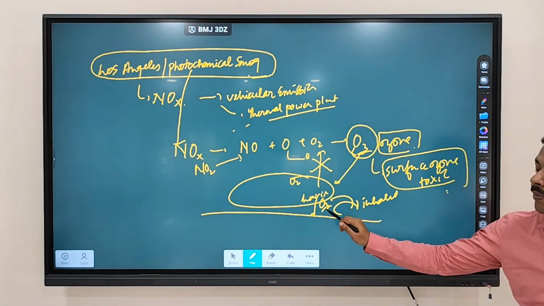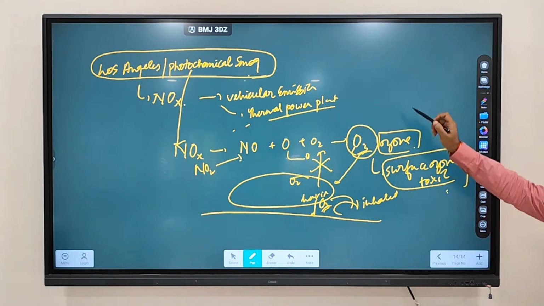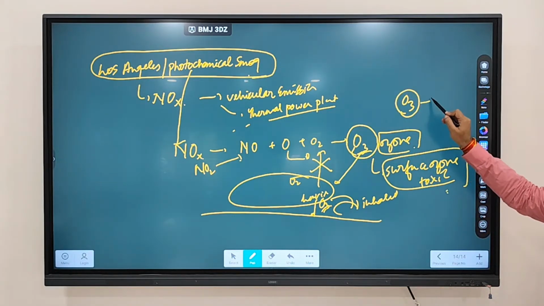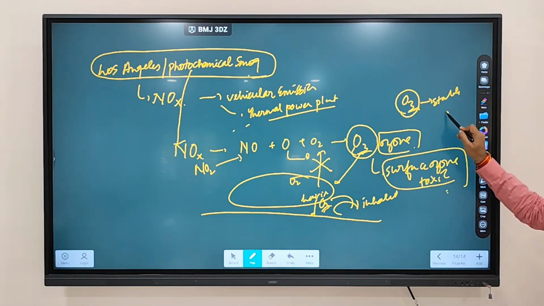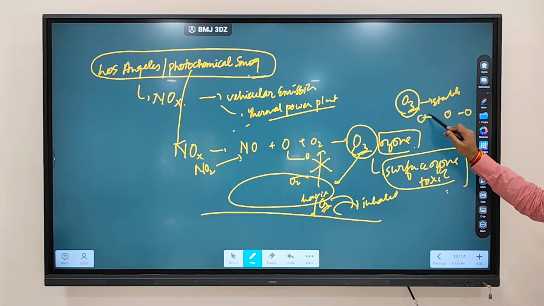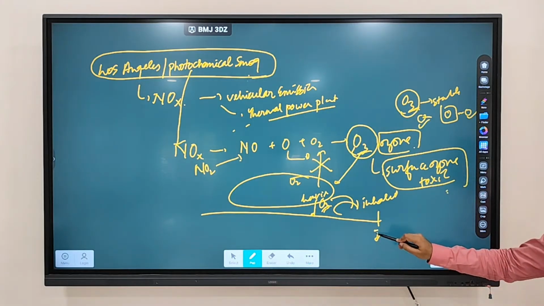If you remember the stratospheric discussion, we discussed that O3 is not a stable compound. Why is it not a stable compound? The octet is not complete. Remember, 3 oxygens are there. Only 1 oxygen's octet is complete, the 2 oxygens' octet is not complete. It is not a stable compound. It is quite reactive in nature.